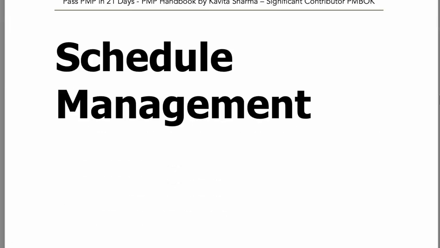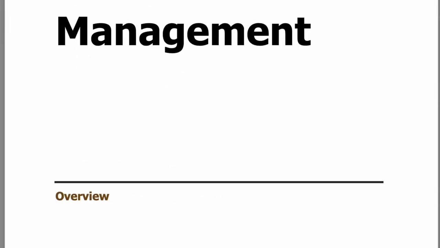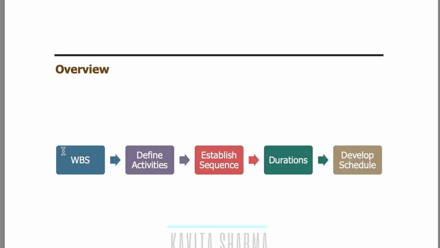About schedule management, what do we do? Remember, we created a WBS in scope. So we get the requirement. We understand the total scope. We get baseline done. We create the WBS and then we start off defining the activities.